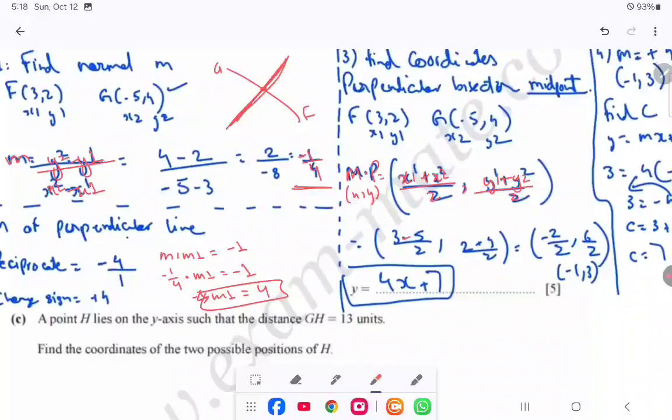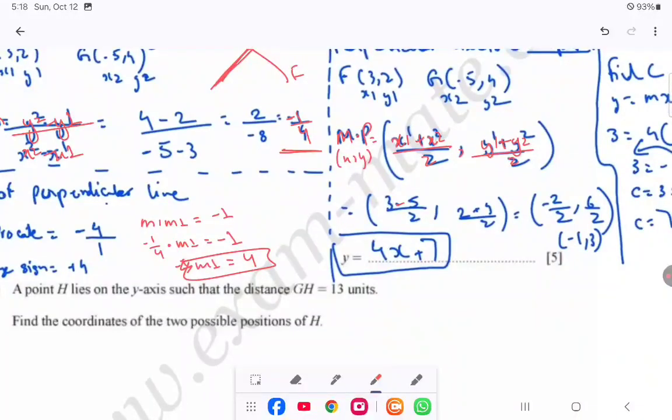Negative 5 plus negative 3... and 2 plus 4 over 2. This will give you the value of negative 2 over 2 comma 6 over 2. So it will become negative 1 comma 3.